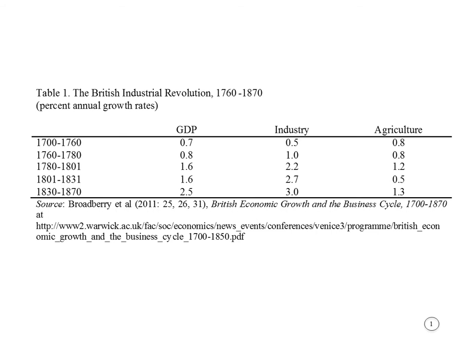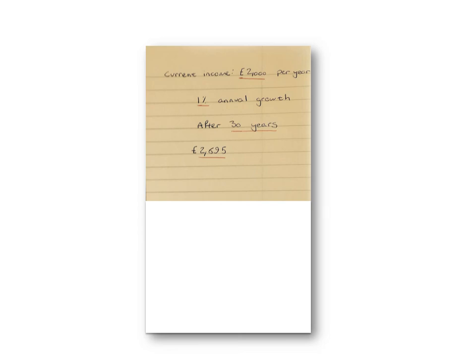However, having said that, small changes in growth make a huge difference in the long term. Why? Because they're cumulative. Let me give you an example. Let's assume your current income is £2,000 per year. And your annual growth is 1%. Your income increases by 1% per year. Now, after 30 years, that means one generation nowadays, right? You're going to have kids when you're 30 on average. So after one generation, you end up with 2,695, almost 2,700. If you start from 2,000 with a growth of 1%, you end up with this.